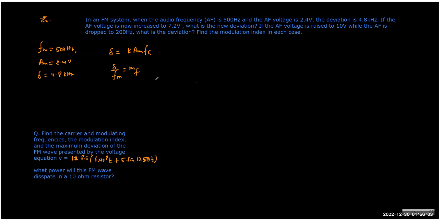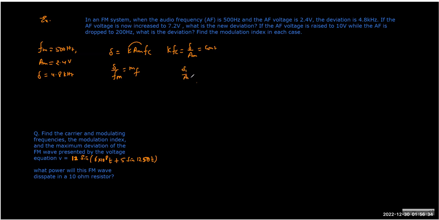Okay, anyway, we will get it. So the first part is what? The deviation, everything is given. I think these are values given to you. If the AF voltage is now increased to 10.2, what is the new value? What is going to be constant here? KFC, sir. KFC, okay. So you can say KFC is delta by AM. As you increase the value, this is constant, isn't it?